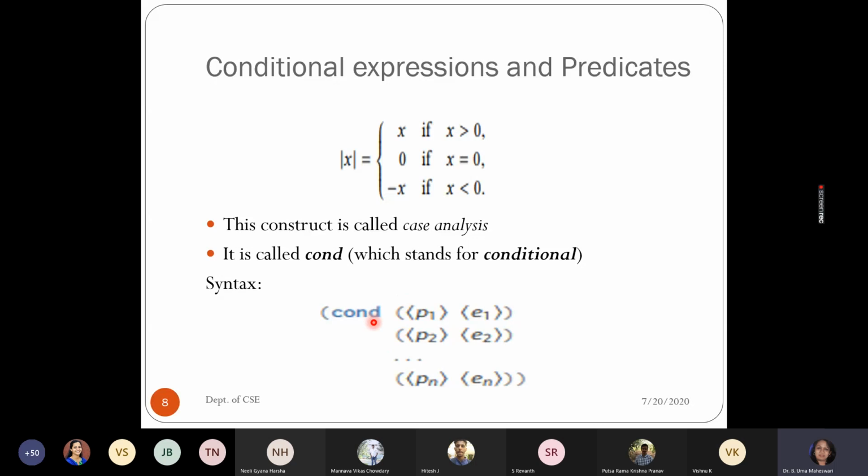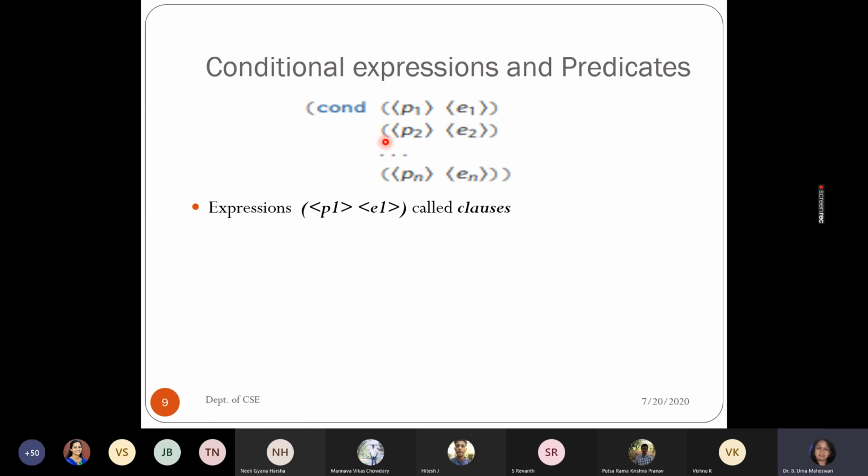The condition is the predicate. If the first condition is not satisfied, go to the second condition and so on. Whenever a condition is satisfied, the corresponding expression will be evaluated and that result will be returned. If nothing is true, it will return infinite. That is a statement you have to note down.